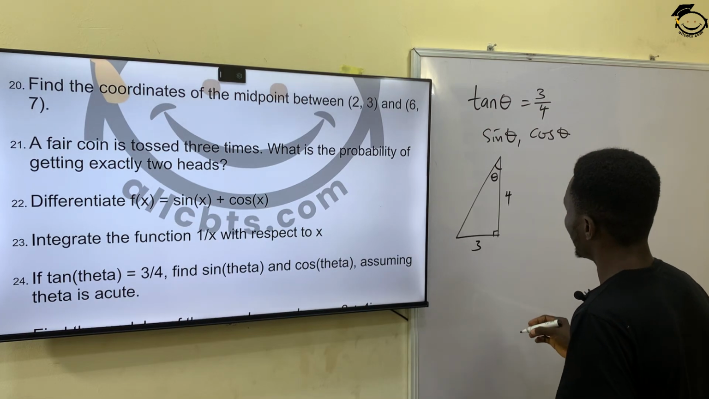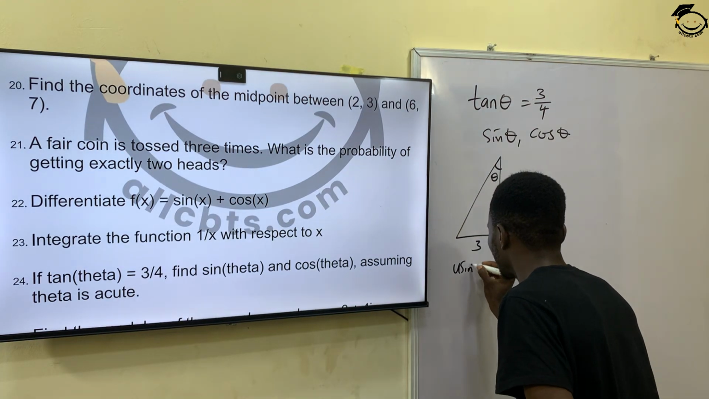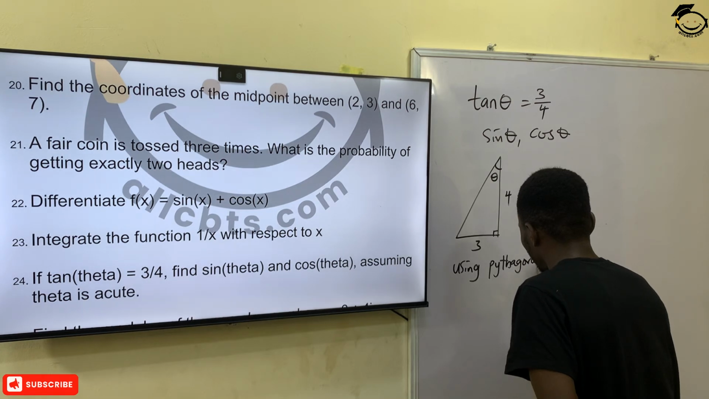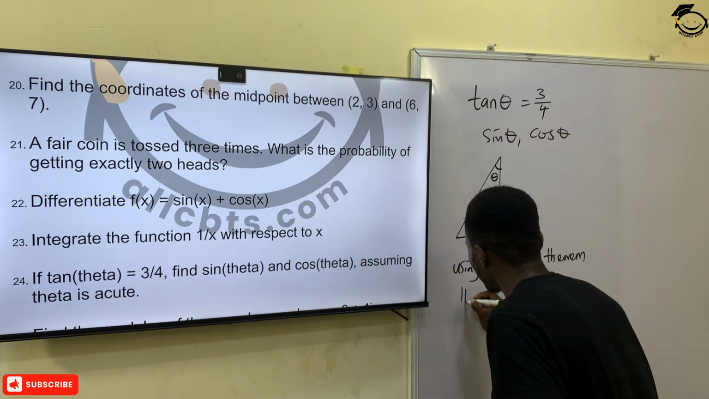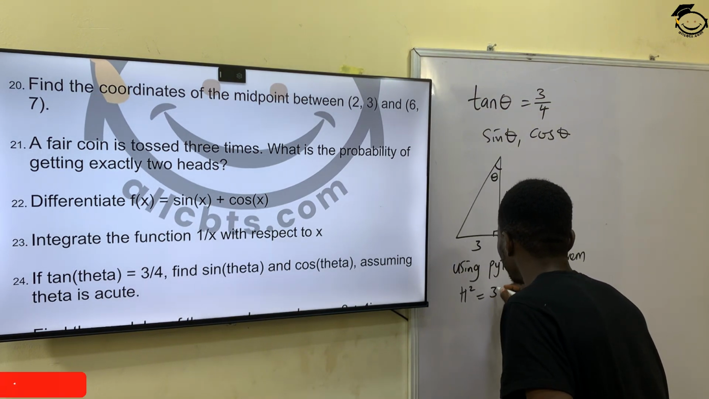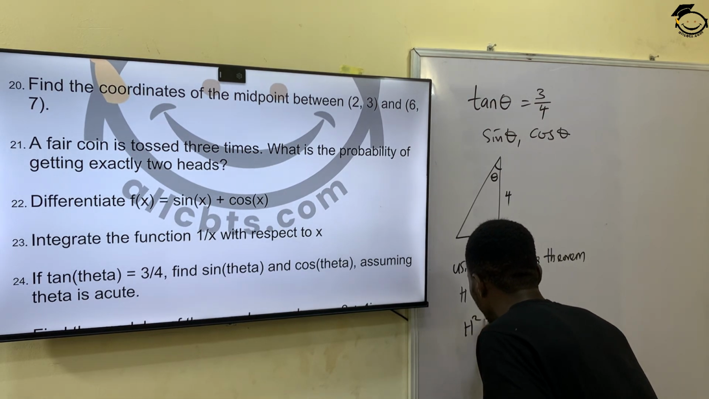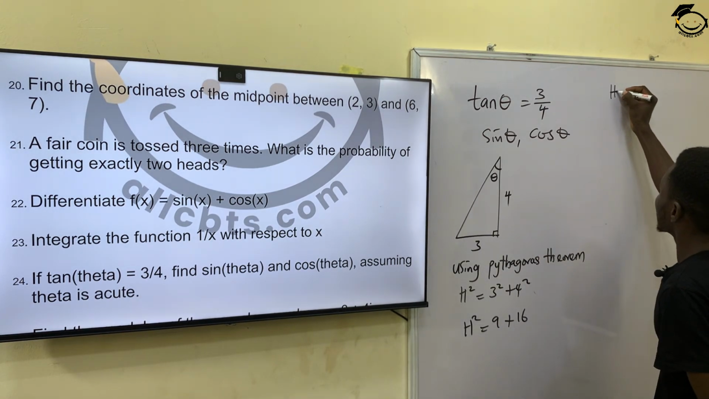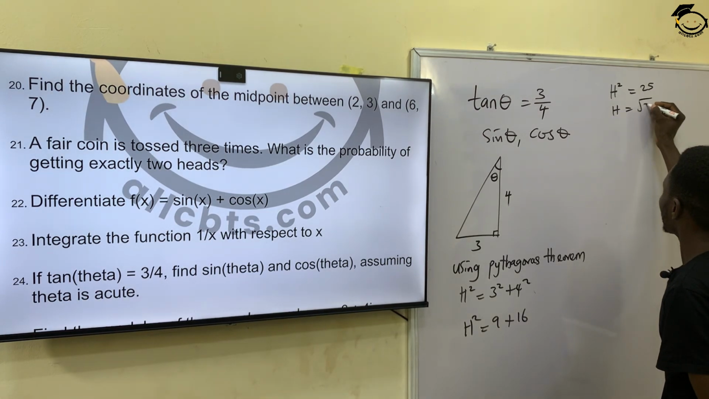So my hypotenuse is unknown, and we use Pythagoras theorem to find the hypotenuse. So using Pythagoras theorem, this means that my hypotenuse squared is equal to 3 squared plus 4 squared, and that will mean that I have that my hypotenuse squared is equal to 9 plus 16, which means that my hypotenuse squared is equal to 25, meaning that my hypotenuse is equal to the square root of 25. Hypotenuse therefore is equal to 5.